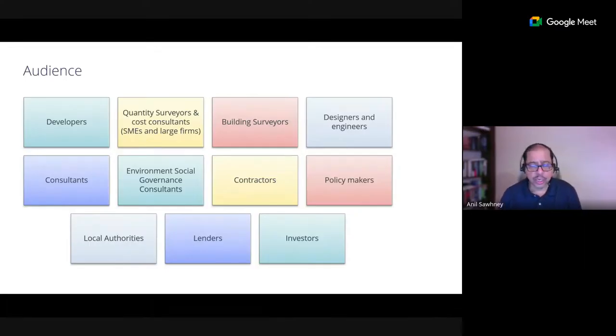Cost consultants, which RICS also calls quantity surveyors, can use our standard to do cost and carbon calculations. Building surveyors, designers, engineers, consultants, all those folks are also an audience for our standard. ESG consultants, construction companies, policymakers, local authorities, lenders, and investors can all use the standard. And you will see that the standard has been adopted by, for example, the Climate Bond Initiative and so on. So this standard has linkages to finance, lenders, and investors also.